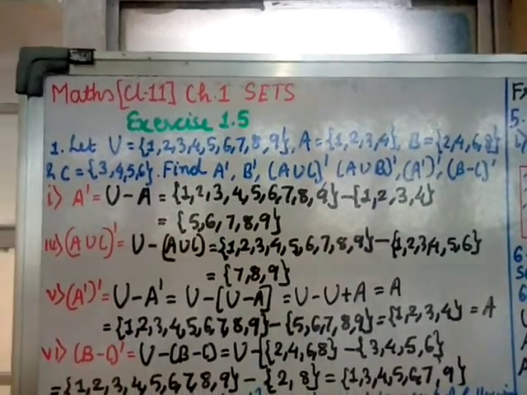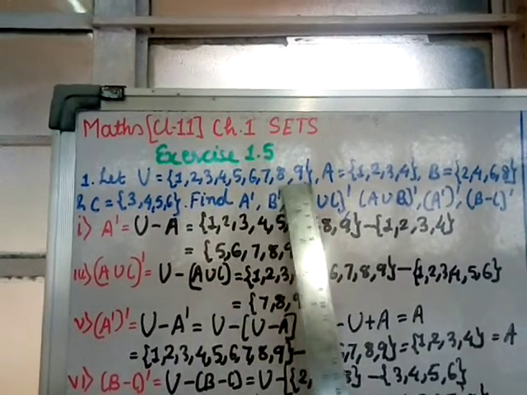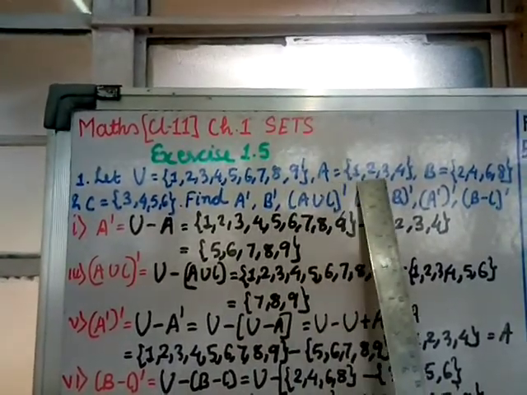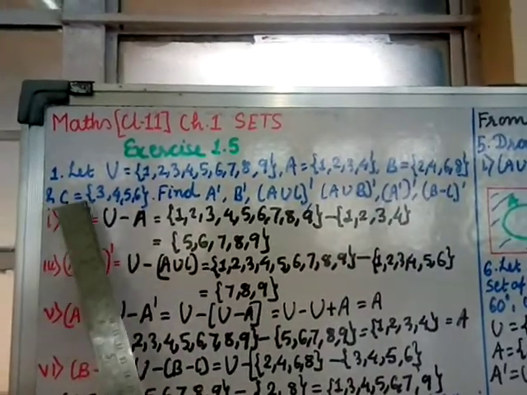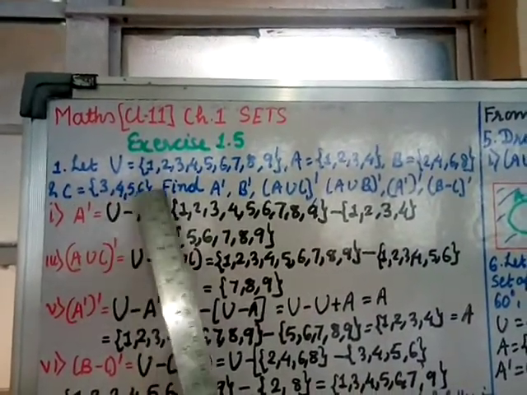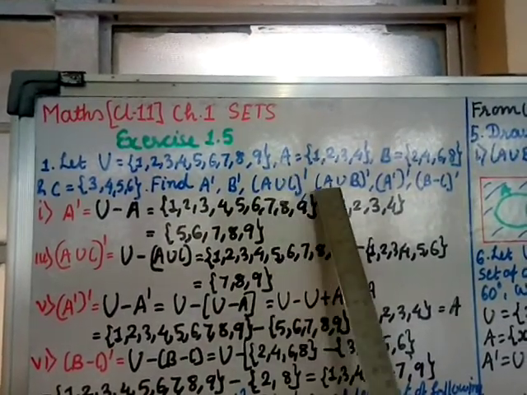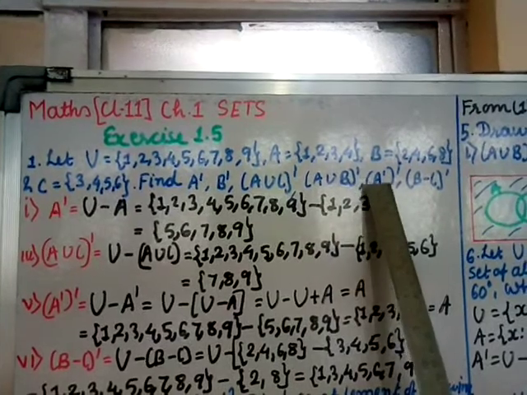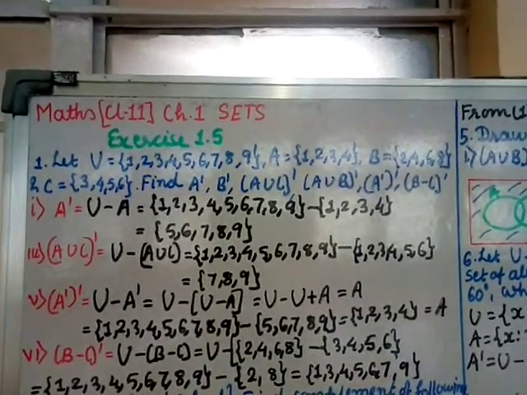Question number 1. Let U = {1, 2, 3, 4, 5, 6, 7, 8, 9}, A = {1, 2, 3, 4}, B = {2, 4, 6, 8}, C = {3, 4, 5, 6}. Find A', B', (A ∪ C)', (A ∪ B)', (A')', and (B − C)'. That means you have to find the complement of the given sets.